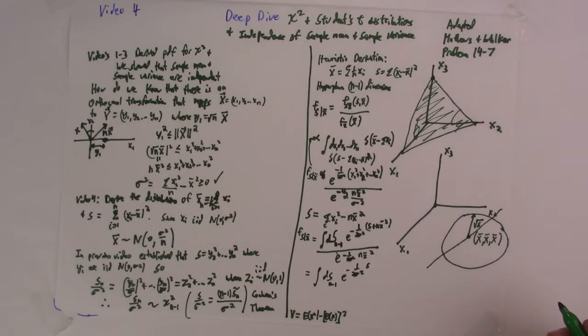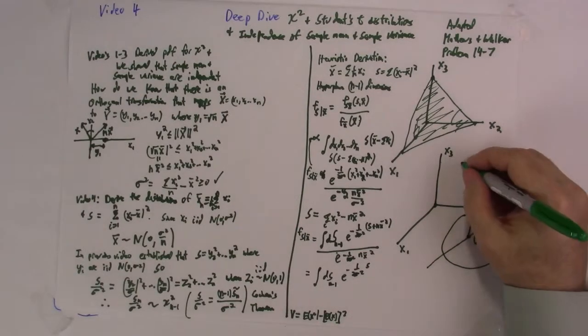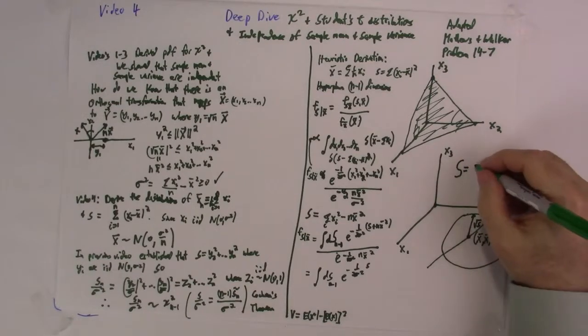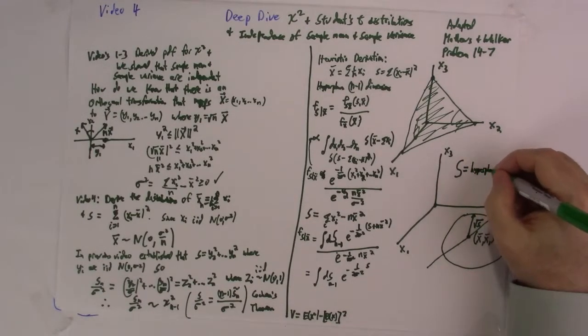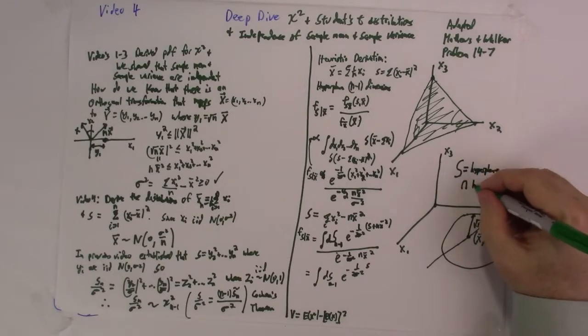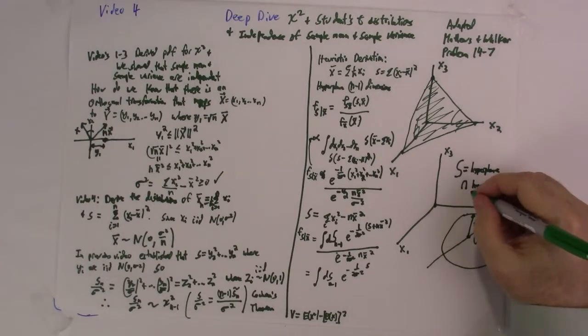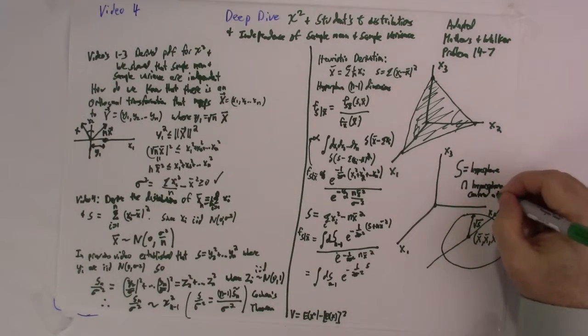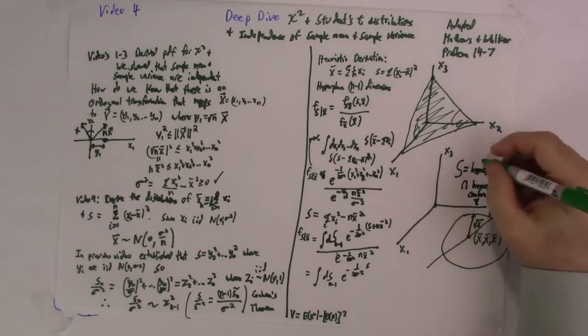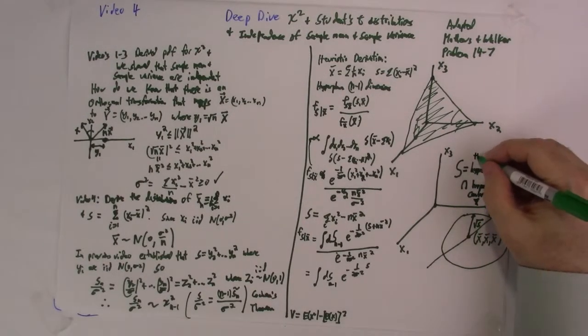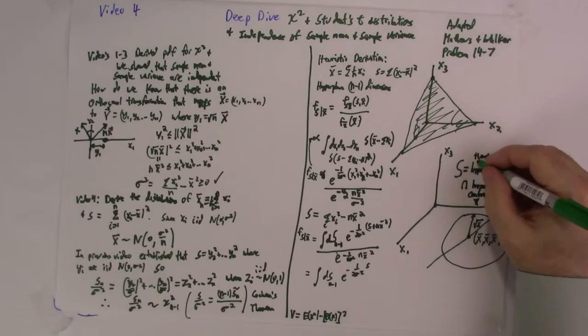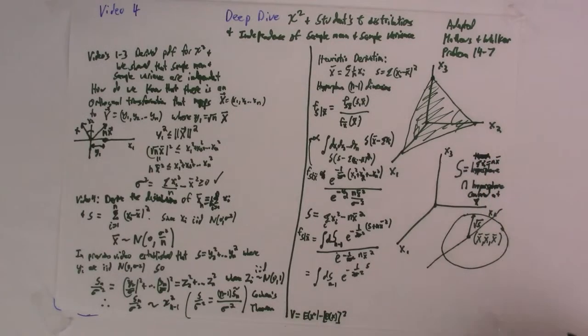Now, let me just make clear that the surface S is equal to the hyperplane intersect the hypersphere centered at x bar. And this is the hyperplane where the sum of xi is equal to n x bar. Okay.